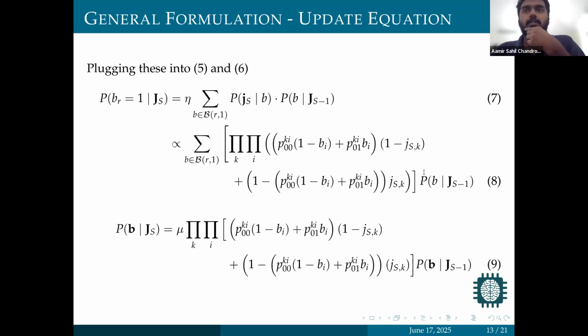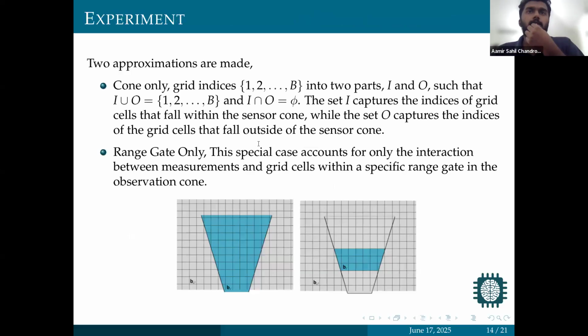And essentially, once you have an initial P given JS minus 1, the previous one, then we can update the next one with this equation. So then they are basically using this equation for two problems. And before going there, they also introduce two approximations.